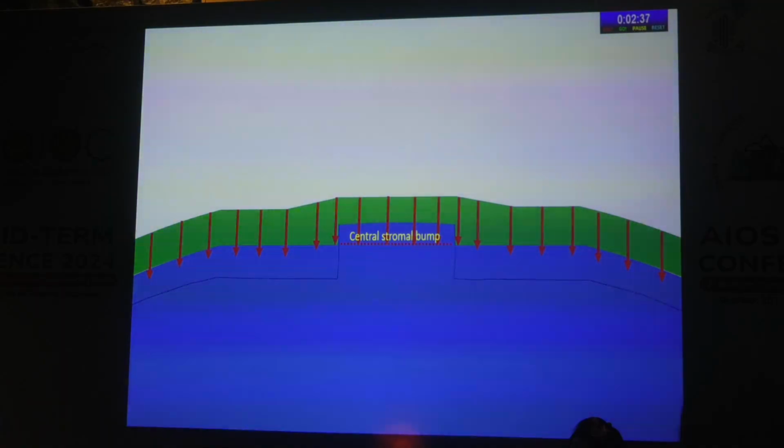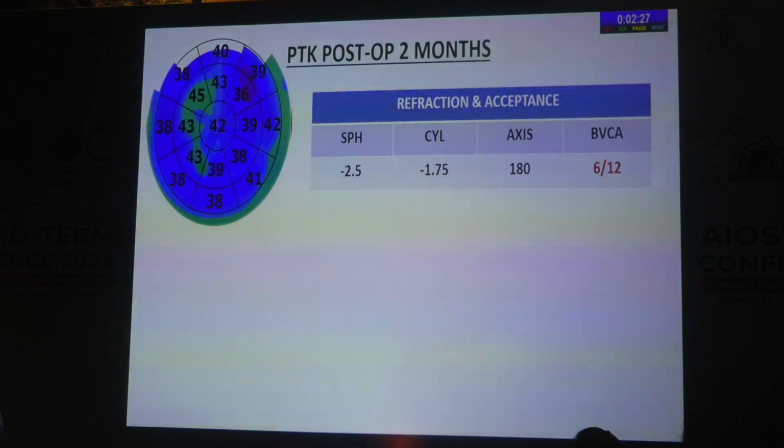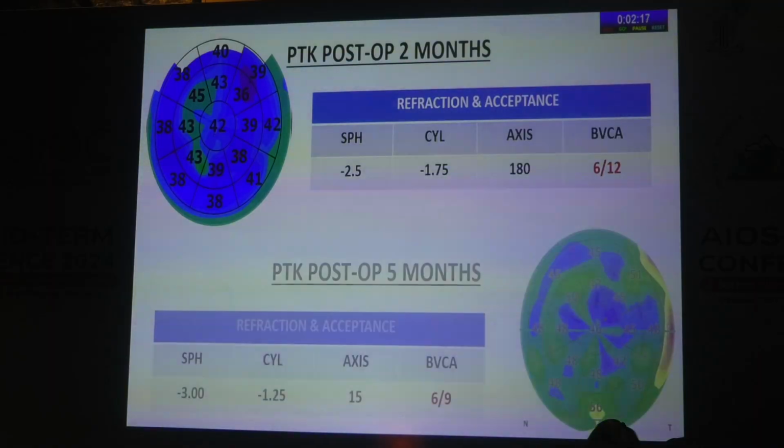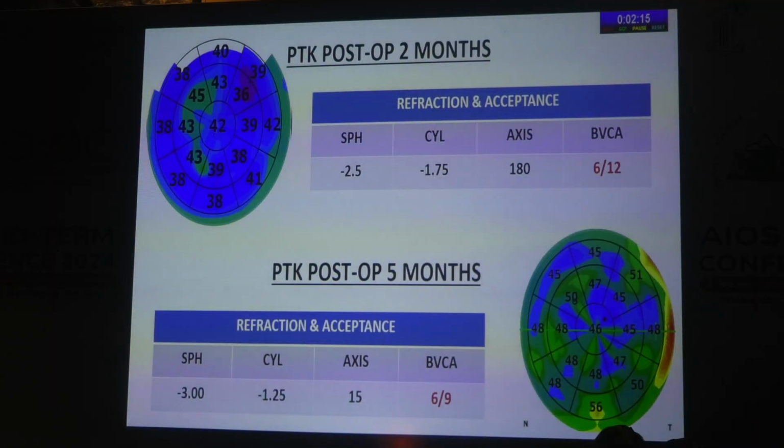So we went ahead with a transepithelial PTK in this patient, explaining that you will require another procedure for refractive correction later. Right now we are not removing your number. So we did a 65 micron transepithelial PTK. And this is 2 months post PTK. As expected, we've got a residual sphere and cylinder, but the best corrected vision has improved to 6 by 12 now. And this is post-op 5 months.